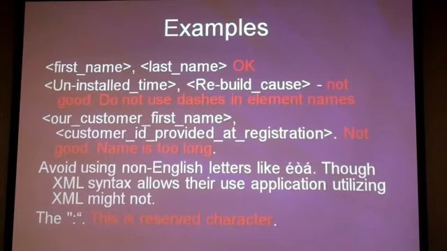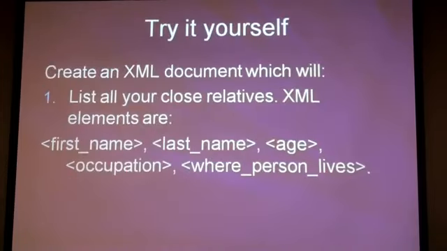So these are examples. The next thing we are going to do is an exercise. You need to open a Notepad document and create a document which will list two of your relatives. You can use fictitious names if you're okay with that. You have to use these elements to provide the information. You have to create a document which will contain information about two relatives, not one, but two.